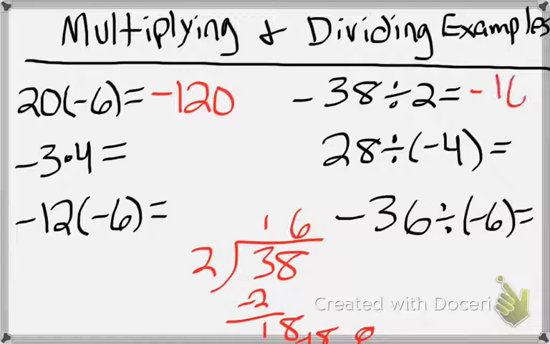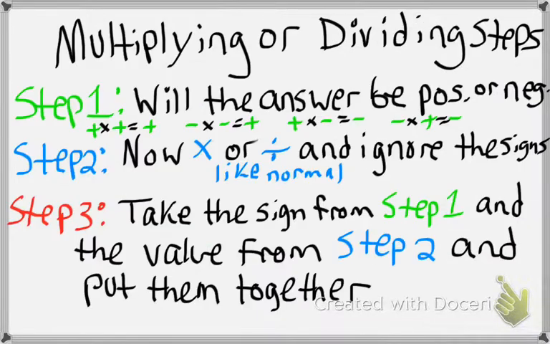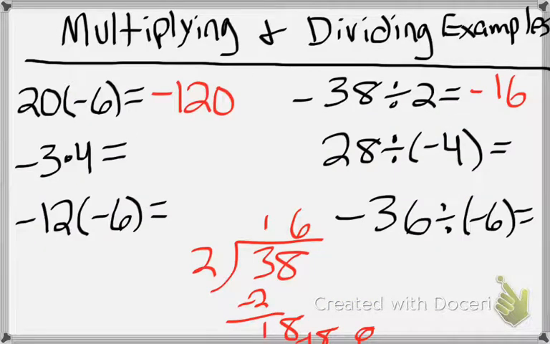So now step 3 says to take the sign from step 1, we knew it was going to be negative in this case, and take the value from step 2, and put them together. That's what it tells us to do. Step 1 told us it was going to be a negative because we looked at negative times a positive. We took the value from our normal long division and then we put them together. So our answer is negative 16. That is our final step. We know the answer to this problem is negative 16.